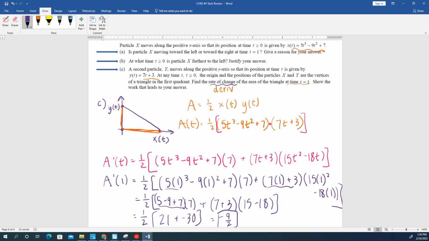So that finishes up derivatives. Now I found some old AP problems that are more on integrals, which is what we kind of did in chapter 4.